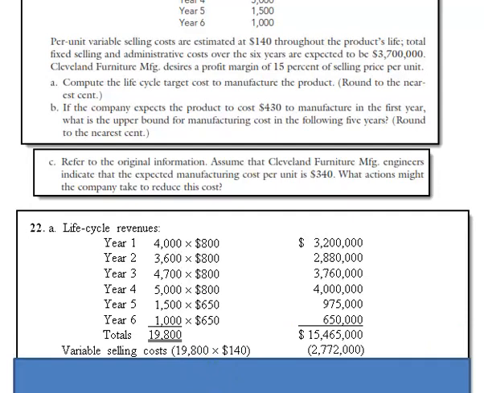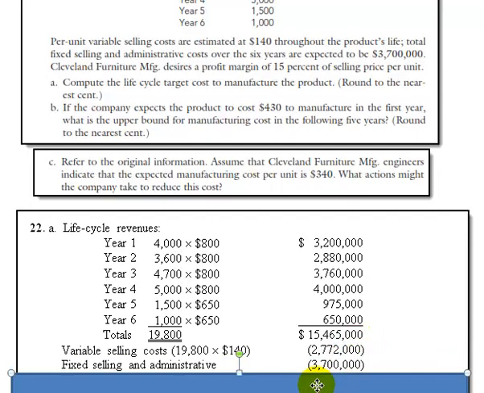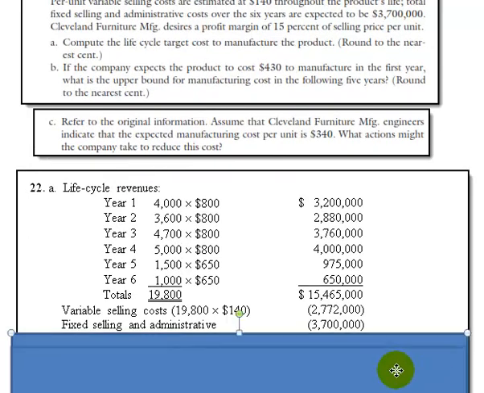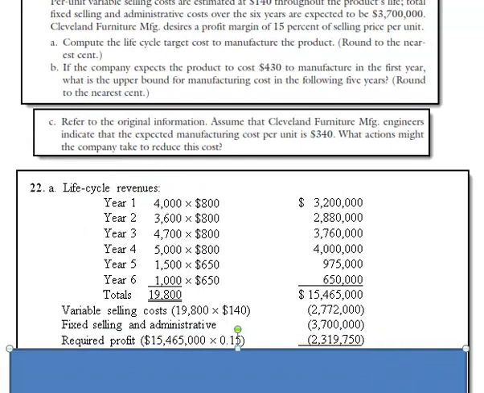Now they told us that the variable selling cost is going to be $140 each. So of the $15,465,000 of sales revenue, we're going to subtract that, and then we're also going to subtract that $3.7 million of fixed selling and administrative costs. Let me slide a little bit, and what that leaves us with, well, we also have to subtract out the required profit, 15% of the sales value. So the total sales $15,465,000 times 15%. We're expecting a profit of $2,319,750.